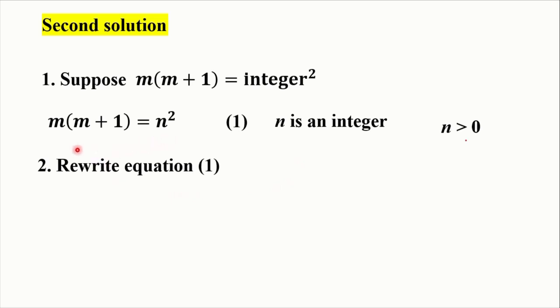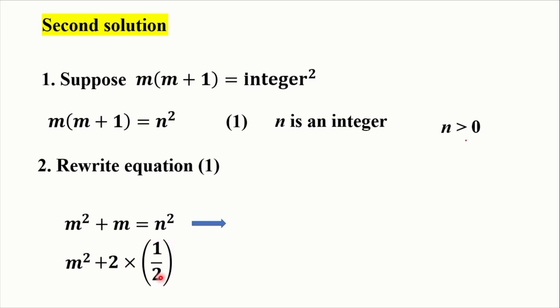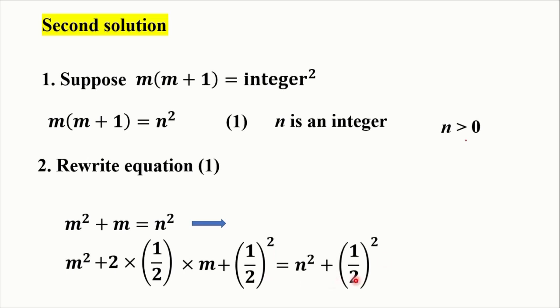And then we rewrite this equation as follows. First, we multiply m with what is inside the brackets, so we will have m squared plus m equal n squared. And then we do the following. We rewrite m as 2 times 1/2 times m, this is 1, actually the coefficient at m, and we add to the left-hand side and to the right-hand side 1 over 2 squared. So on the right we will have n squared plus 1/2 squared.